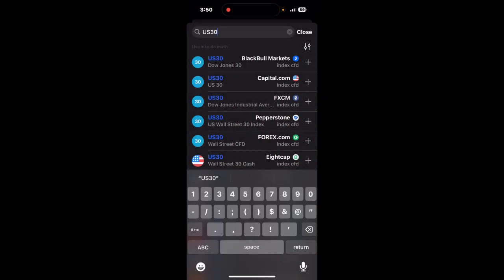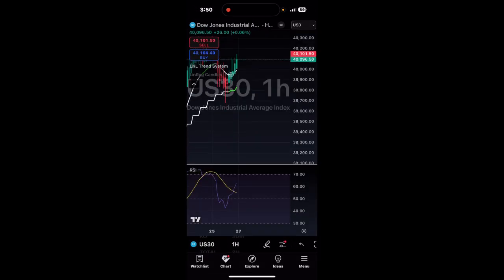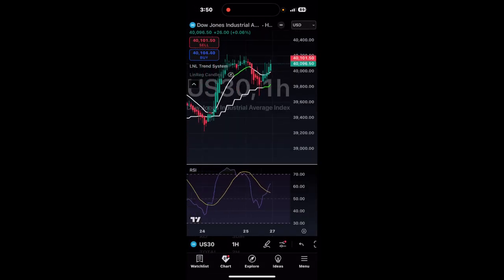Okay, so for those that want to trade the Dow Jones, you're going to have to open up a Forex account. And when you want to look at it, you want to go to the US30, which is the Dow Jones, and that will give you the chart. So basically, set it up.